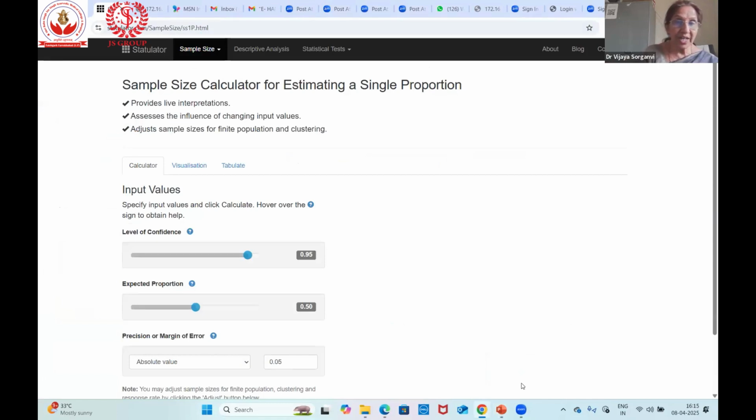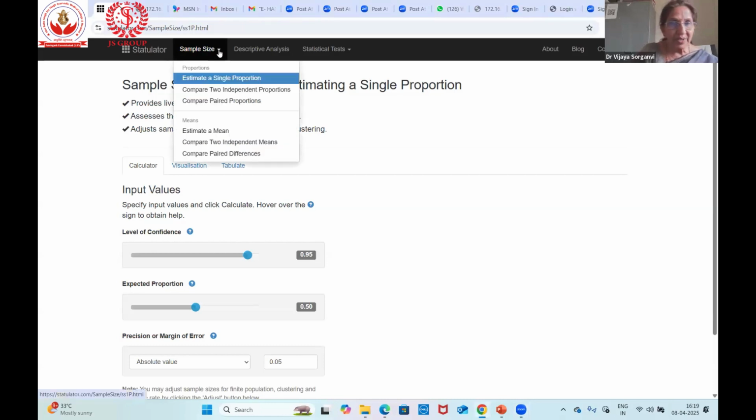So this is Statulator software. You go to Google search, type there Statulator. I am confirming whether you opened it or not. So you click on sample size. This is a drop-down menu. Click on that. Here we have two main options, using proportion and using means.